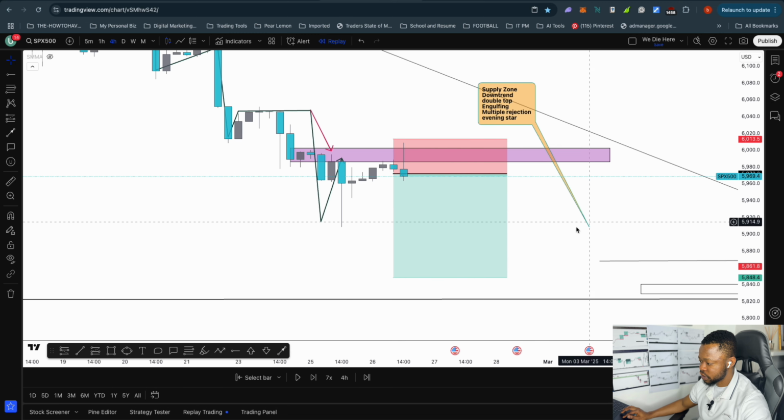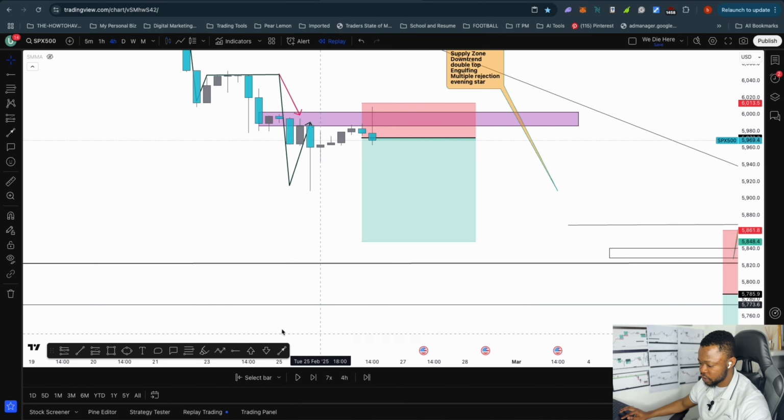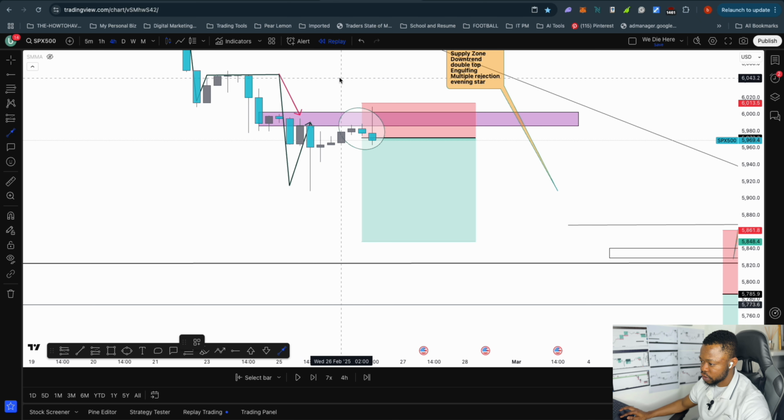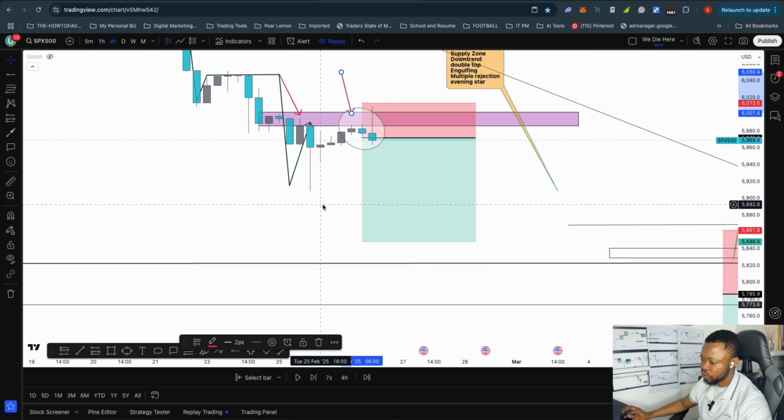Now you can see how we have an evening star. For those that don't know what an evening star is, this is an evening star. We have a candle that's pushing upward, two dojis, and a bearish candle, so that's what makes an evening star. Then we have our supply zone here. We have our double top formation here.